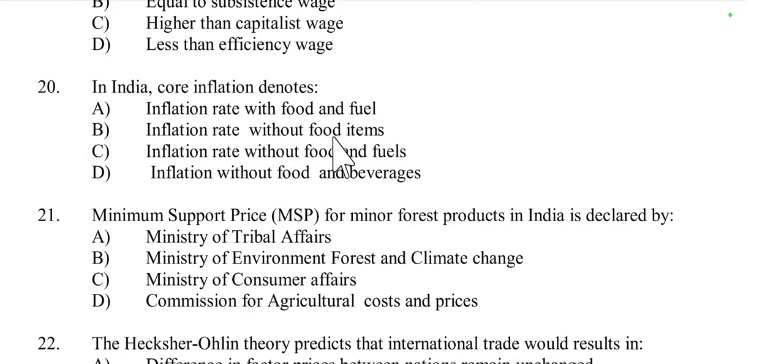Inflation rate without food items, inflation rate without food and fuel, inflation without food and beverages. So it is core inflation, called the inflation rate without food and fuels. In core inflation we cannot take food and fuel items because it excludes volatile categories of food and fuel prices to provide a clear picture of the long-term inflation trend. So here we cannot include the volatile categories of food, fuels, etc. So option C is right here.